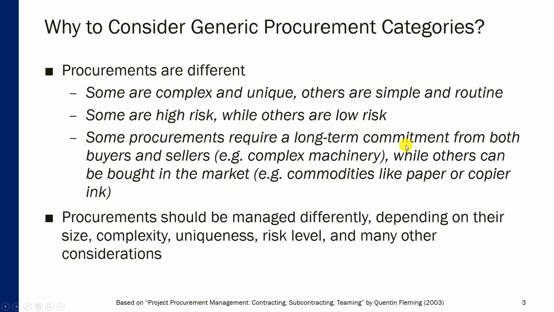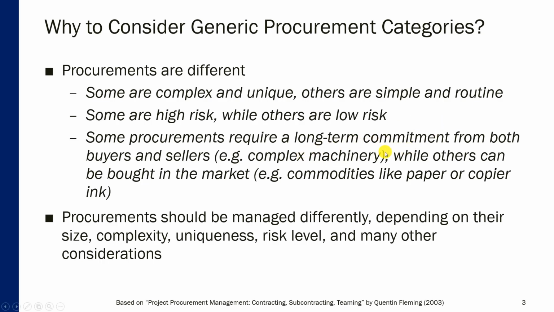Some procurements require long-term commitment from both buyers and sellers. Again, if you're developing a very complex piece of machinery or a very sophisticated enterprise-grade piece of software, then there should be a long-term commitment on both the buyer and seller side, because that kind of software, that kind of machinery has to be developed over many years. So during the duration of the development or production, if we're talking about a physical asset, both parties need to be willing to cooperate and invest the necessary resources.